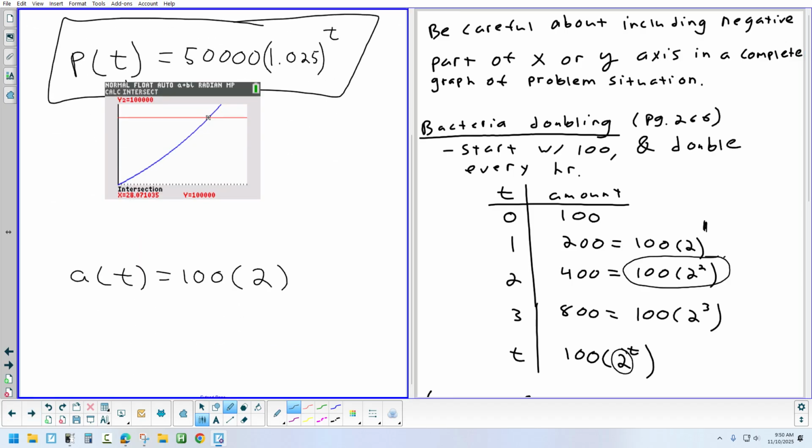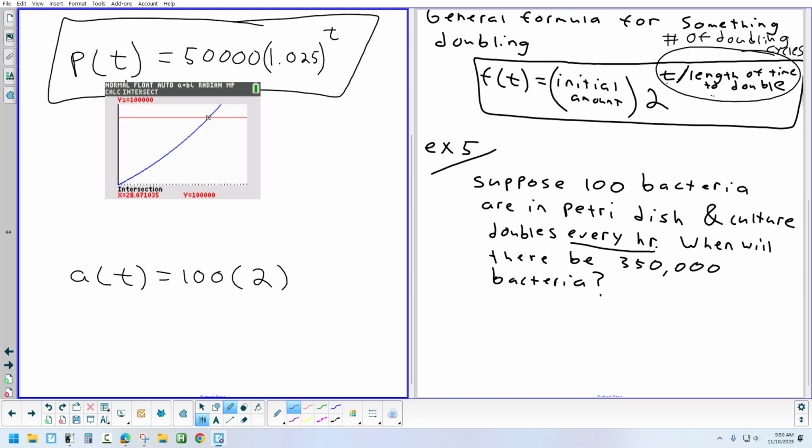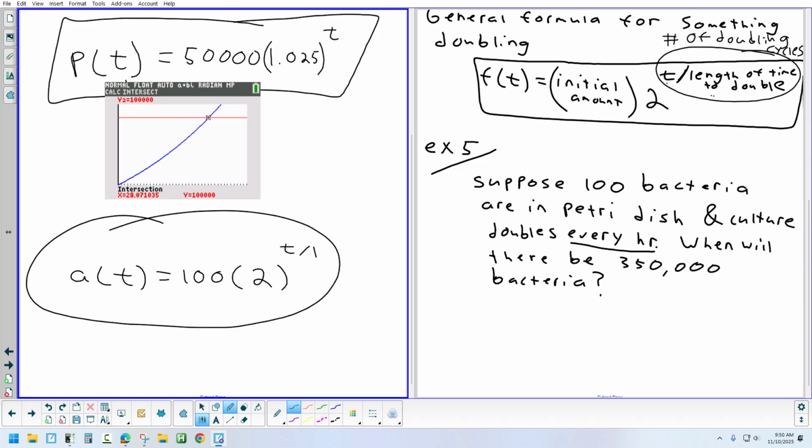So doubling always should have a 2 in the parentheses. And the exponent is t divided by the length of time to double. What's the length of the time to double in this problem? 1 hour. Yeah, it's just 1 hour, so it doesn't really change anything. You could just write t. But now you would graph that in y1, you would graph 350,000 in y2, and you'd see where they cross.